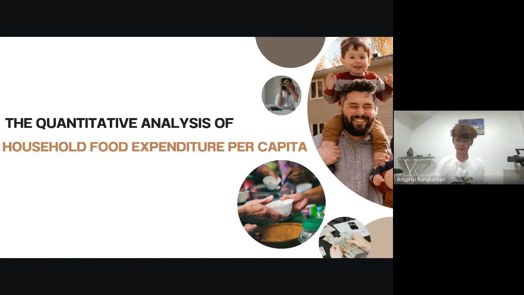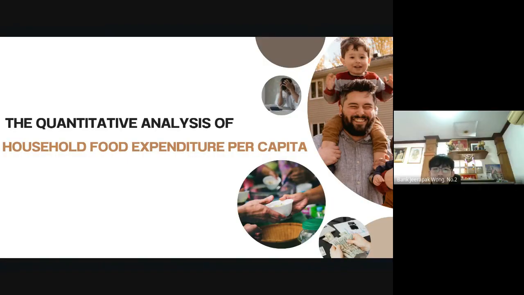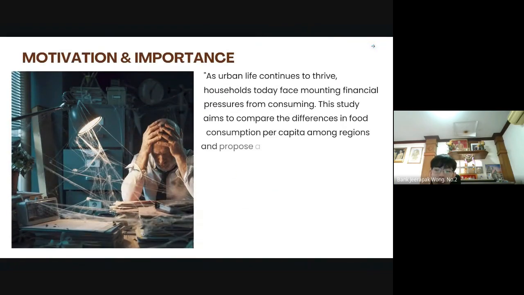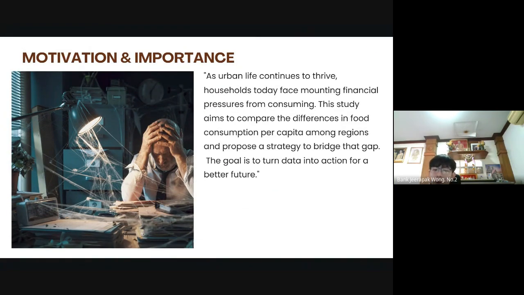Welcome everybody to our presentation, the quantitative analysis of household food expenditure per capita. Our research motivation stems from the financial pressure many urban households face today. We study per capita expenditure not to analyze the number, but to identify strategies for financial resilience, reflecting Thammasat's spirit of loving the people. Our goal is also to translate this data into real action that improves well-being and secures a better future for them.